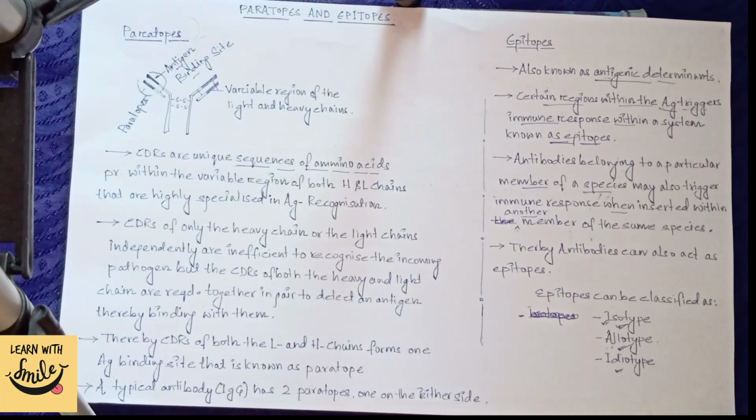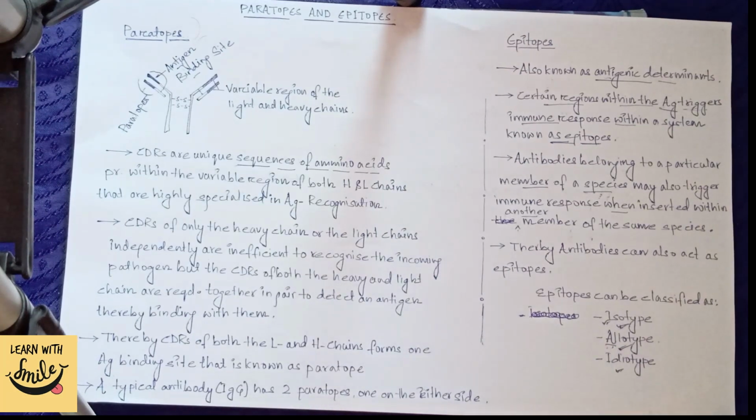Talking about the allotypes, there are certain regions within the antibodies which may trigger an immune response. Such regions are known as allotype. On the other hand, the next classification is idiotype, where we need to understand that the CDRs present within the variable region of the antibodies also may trigger an immune response when inserted within another individual's body, because these CDRs are highly specific and unique.